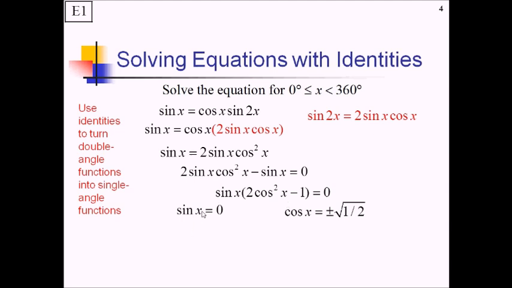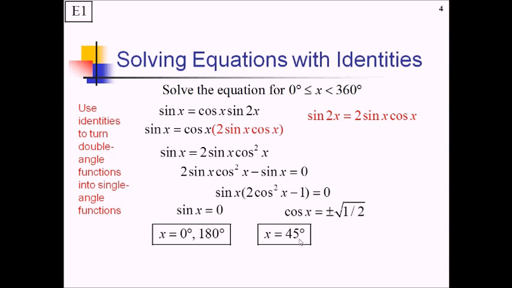Over here, for sine of x equals 0, where does that happen on the unit circle? Well, the y value is 0 at 0 degrees and 180 degrees, so we get 2 answers for that branch. Over here, let's deal with the positive case first. If cosine equals positive root 2 over 2, that means that x is going to be 45. That's at least one of your answers.